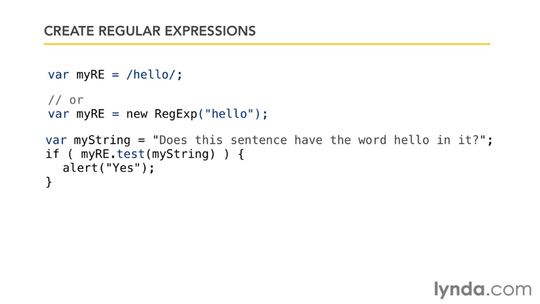And what's going to happen is we get a Boolean response from this. Calling test will return either true or false. In this case, if the word hello exists in myString, which it does, we're going to pop up an alert and say yes. The regular expression objects have other methods that can return different data.